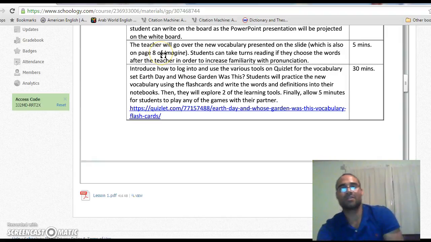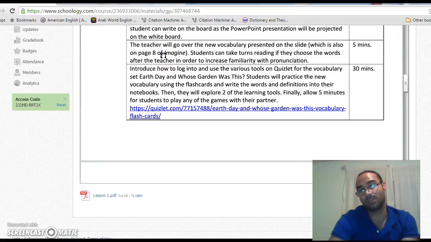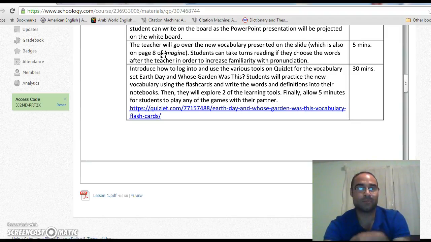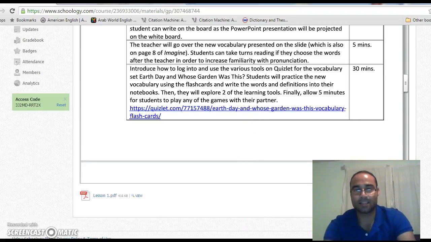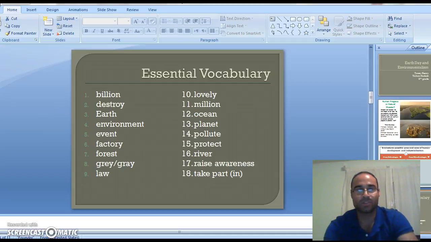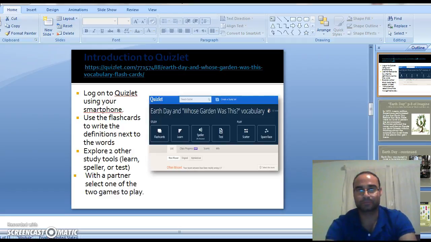Then the teacher will go over the new vocabulary presented on the slide, which is also on page 8 of Imagine. Students can take turns reading if they choose the words after the teacher in order to increase the familiarity with the pronunciation, and that can take about 5 minutes. And here are the words. So you have billion, destroy, earth, environment, etc. Just practicing, rehearsing the vocabulary.